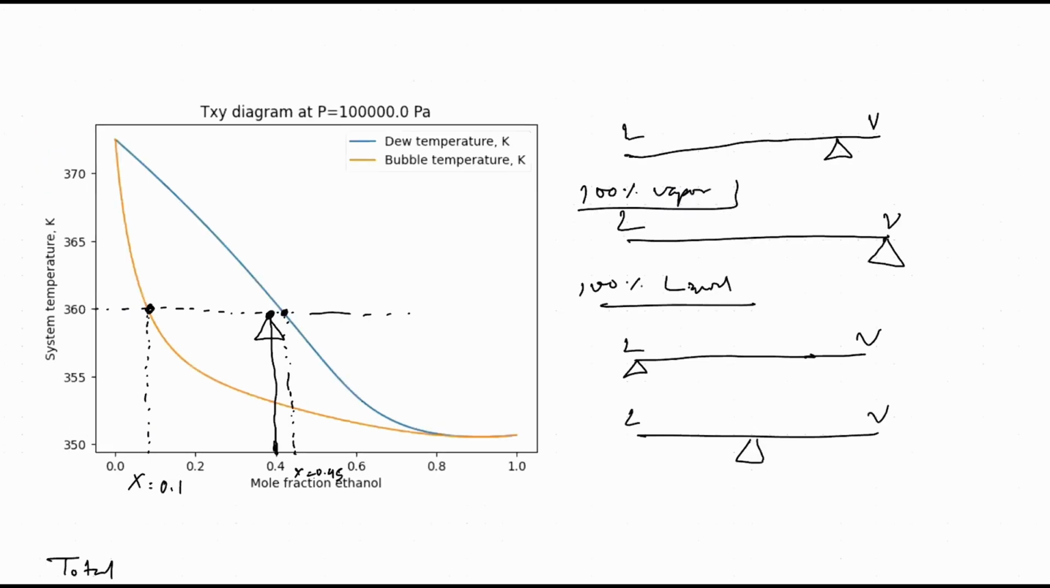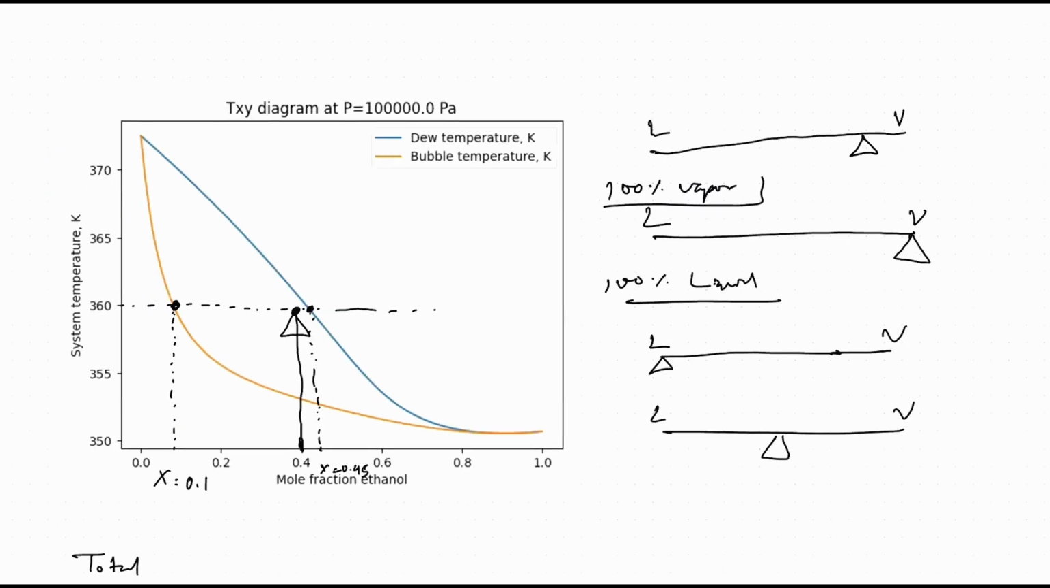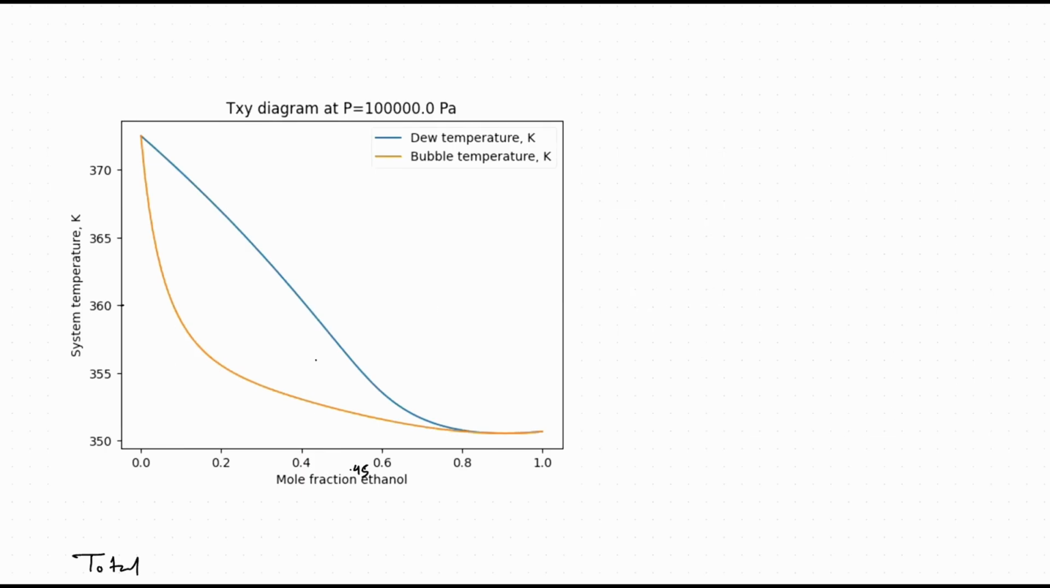Okay, so now let's do a problem together. I have 100 moles of an ethanol-water mixture. The overall composition is Z ethanol equal to 0.30, and the temperature is 82.7 degrees Celsius.